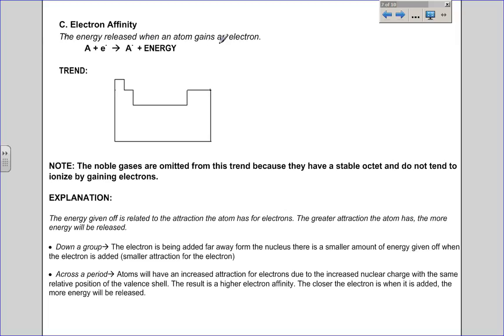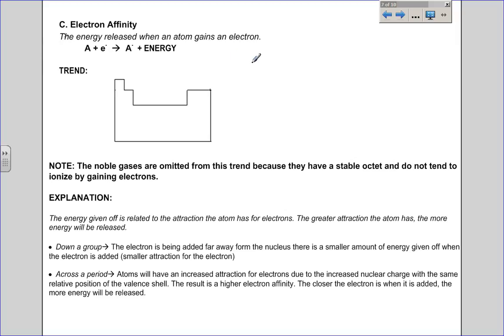So in looking at the reaction, we have an atom. This time the reactant is an electron. So we're going to capture this electron to form A minus, and that's going to release energy.